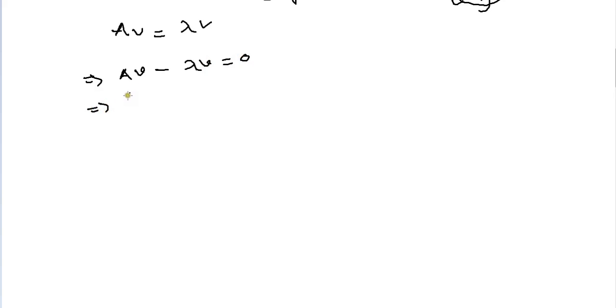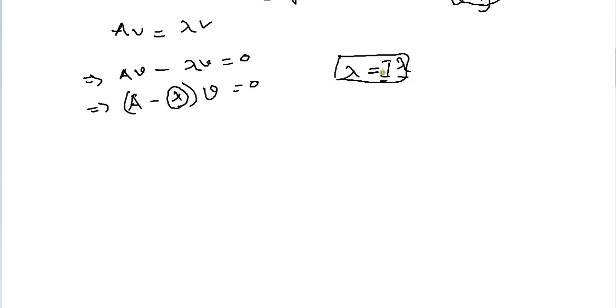We can bring out the eigenvector from this, so we write A minus lambda, and this v is there. We can write lambda v as lambda I v, because I is the identity matrix, which transforms any vector to the vector itself. So we can write here (A minus lambda I) v is equal to 0.